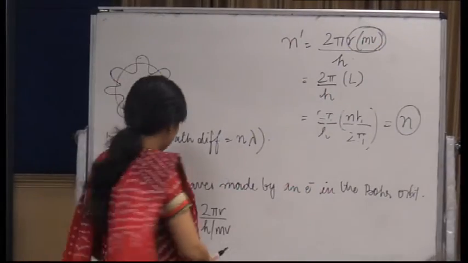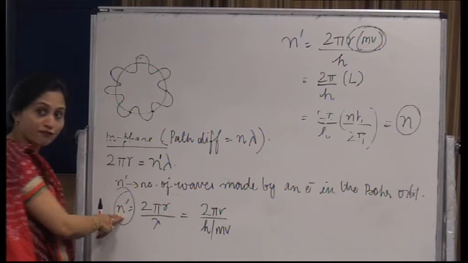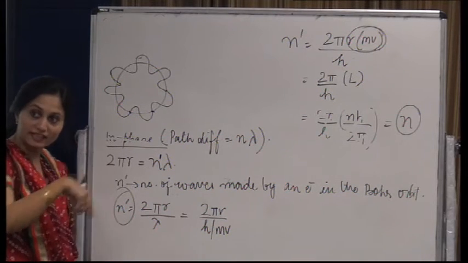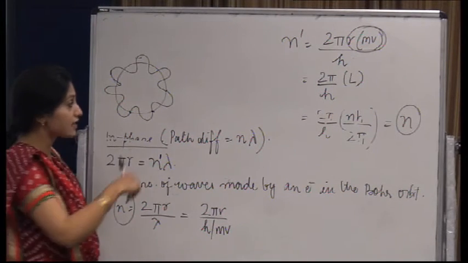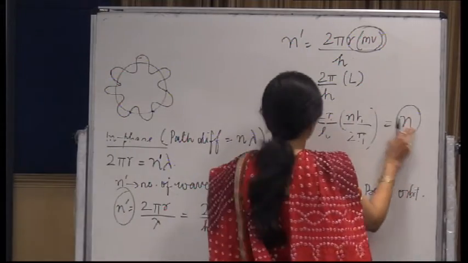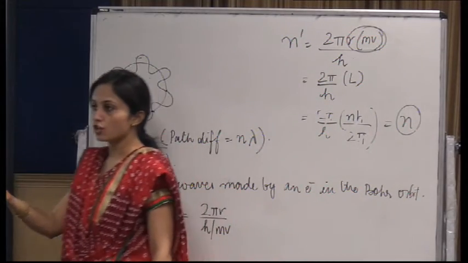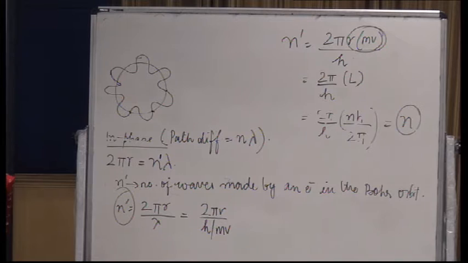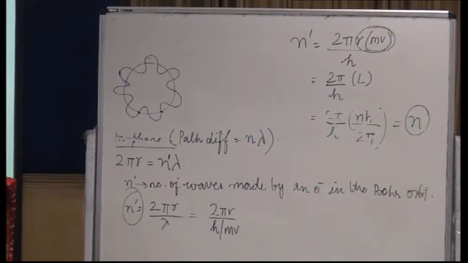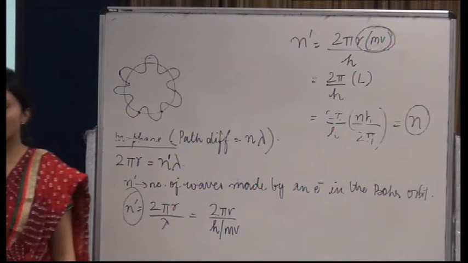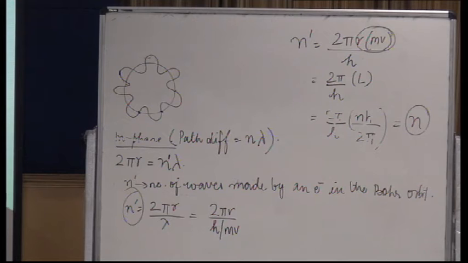So what does this indicate? I started from the number of waves made by the electron in one orbit, and I reached that the number of waves is equal to the number of the orbit. So that means for the first orbit there will be one wave. For the second orbit there will be two waves. Why? Because the number of waves made by an electron in one orbit will be equal to the number of that orbit.